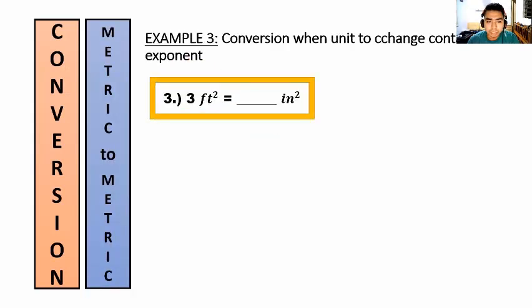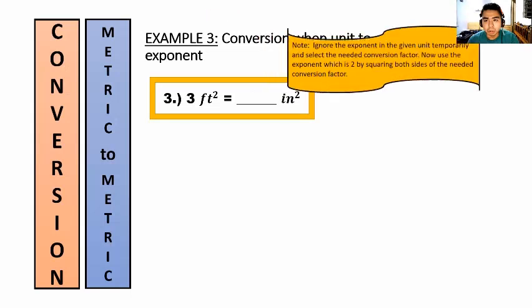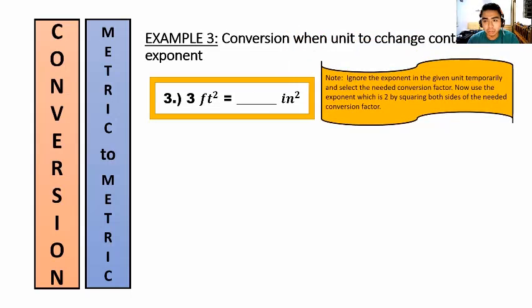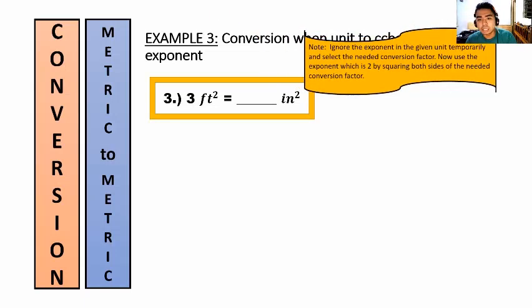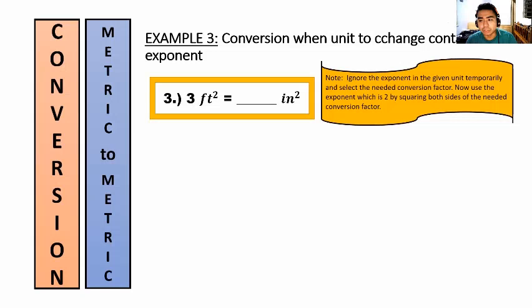Example number 3. 3 square feet is equal to how many square inches? Okay? So this conversion when unit to change contains an exponent. So anong napansin nyo? Doon sa unit natin, nagkaroon na ng exponent. Okay? Pero kung pa kayo malilito, okay? So ignore nyo muna yung exponent na yan. Ignore the exponent in the given unit temporarily and select the needed conversion factor. Now, use the exponent, which is 2, by squaring both sides of the needed conversion factor.